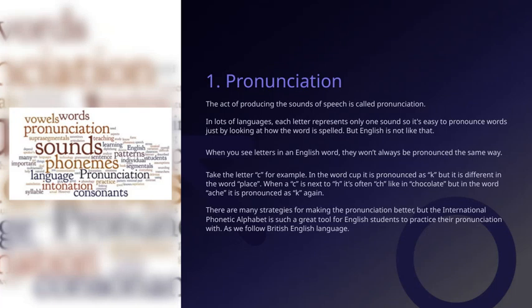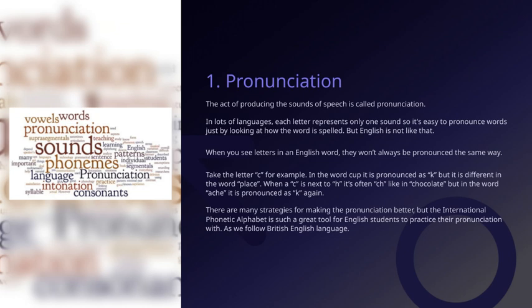Let's talk about pronunciation, which is basically how we produce the sounds of speech. In many languages, each letter usually corresponds to just one sound, making words easier to pronounce once you know the spelling. But English is a bit more complicated. When you look at an English word, the way the letters are pronounced can vary a lot. For example, take the letter C in the word cup. It sounds like K, but in place, it's silent or behaves differently. Also, when C is next to H, it often sounds like CH, as in chocolate. However, in ache, it's pronounced as a K again.